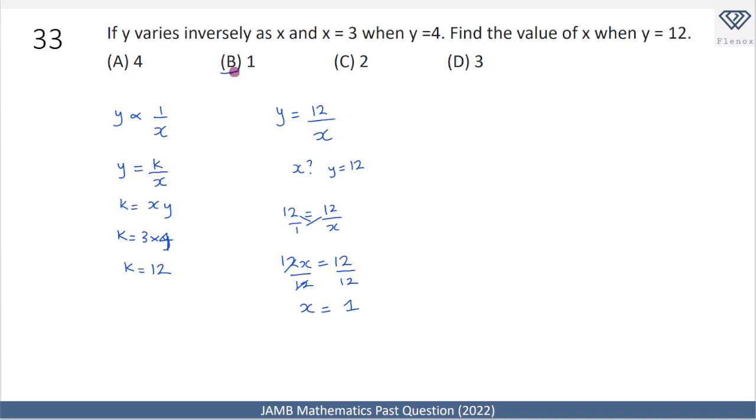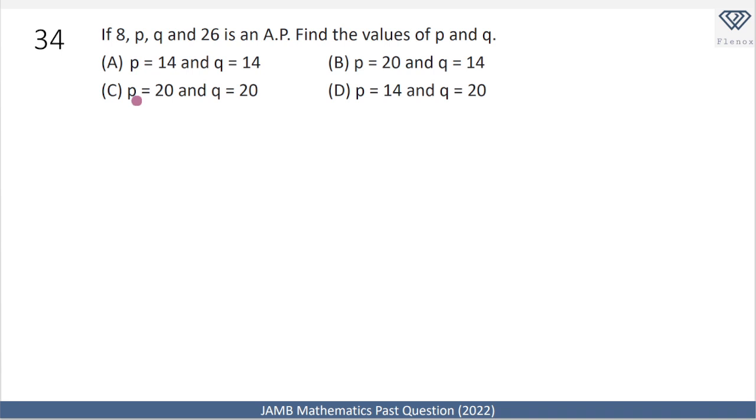So for more understanding, I will encourage you to watch our tutorial videos on variation, both inverse and direct variation. So let's move on to the next question. It says that 8, P, Q, and 26 is an arithmetic progression. Find the values of P and Q.